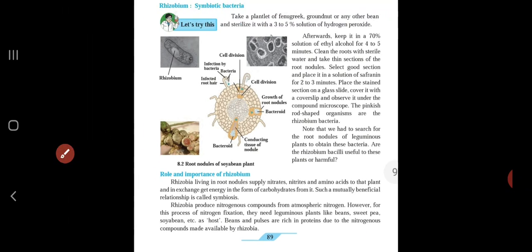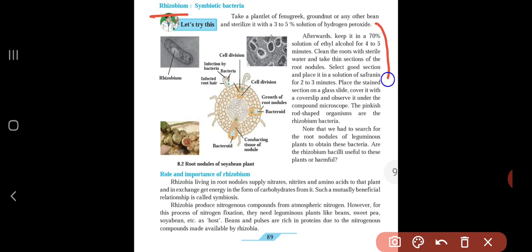Moving ahead, another type of useful microbe is known as rhizobium. It's called a symbiotic bacteria. We know about it. So this part is all about how to observe this microbe. Let us move directly to its role and importance. This is how rhizobium looks. These are the root nodules where this rhizobium bacteria are present.